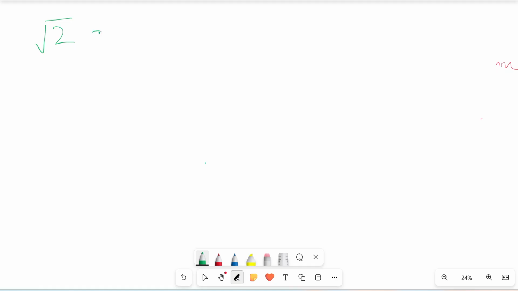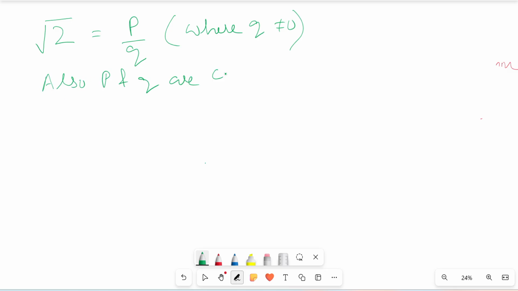We will say, let us assume that root 2 is rational and we can write it in p by q form. We all know that a number which I can write in p by q form where q is not equal to 0 is nothing but rational. So here also we have assumed that p and q are co-prime. This is a very important keyword. This co-prime is a very important keyword.